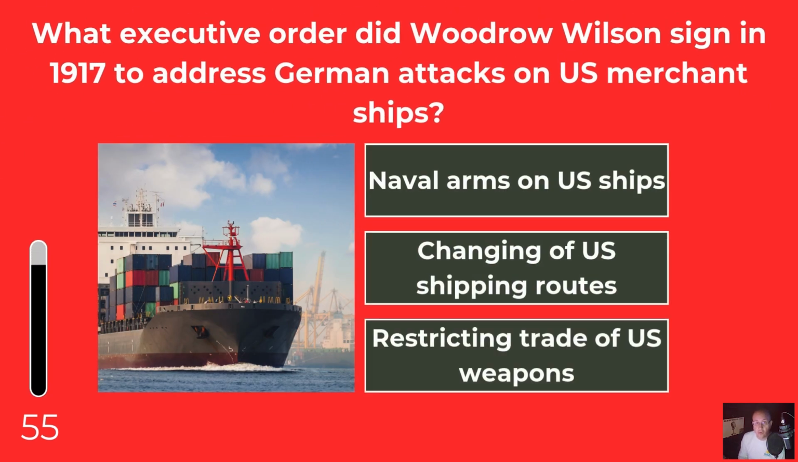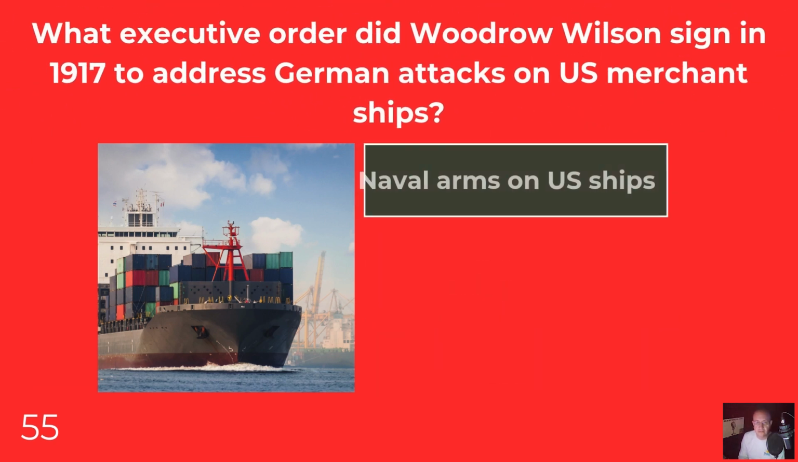What executive order did Woodrow Wilson sign in 1917 to address German attacks on U.S. merchant ships? Naval arms on U.S. ships, changing of U.S. shipping routes, or restricting trade of U.S. weapons? He put naval arms on U.S. ships.